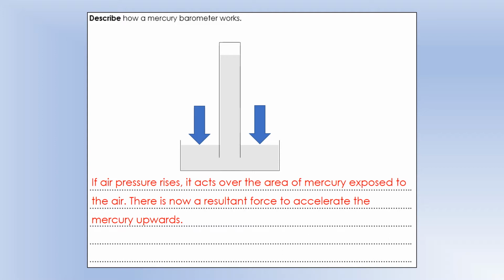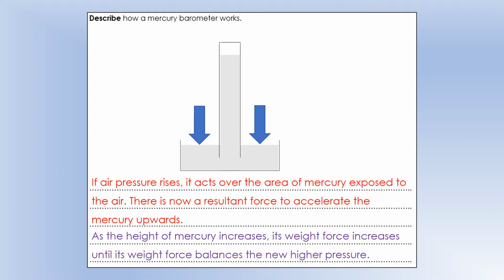So what that means is there's now a force to accelerate the mercury upwards. So it's going to push the column of mercury higher. So as the height of mercury increases, the weight force of that column is going to increase until that weight force balances the new higher pressure. And all we do is we take several known pressures and mark the height of the mercury at those pressures, and that's what allows us to figure out or use this device to measure other pressures.